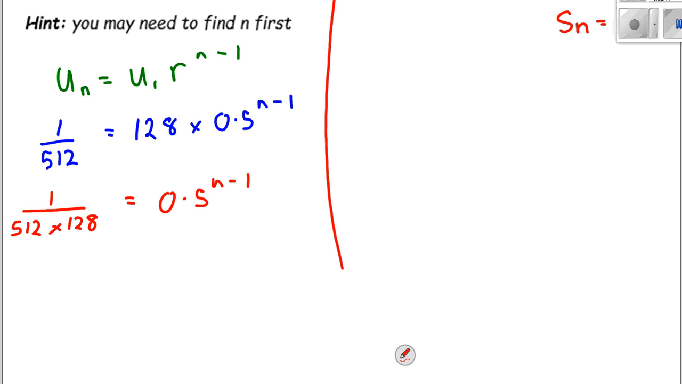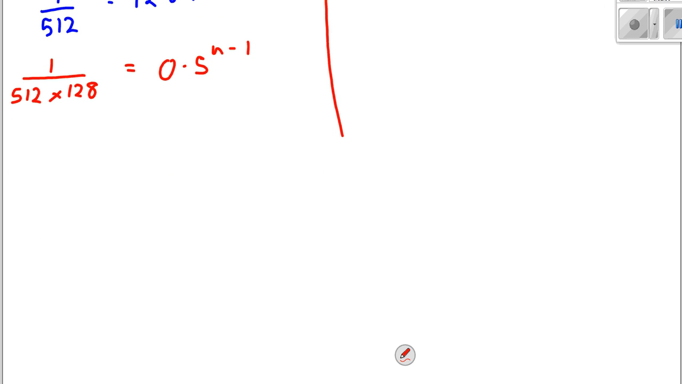Feel free to work out what that number is if you want. Does anyone want to do that? What's 512 times 128? That's pretty hard. Notice that there are also powers of 2. This might end up being something we can do non-calc, just out of interest. 512, out of interest, is the same as 2 to the power of what?